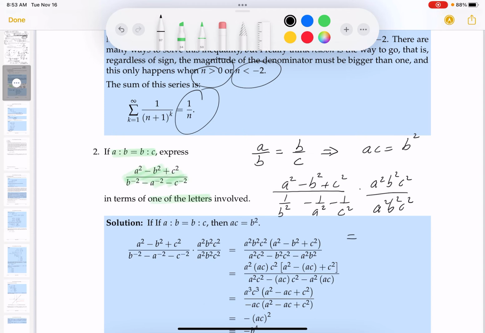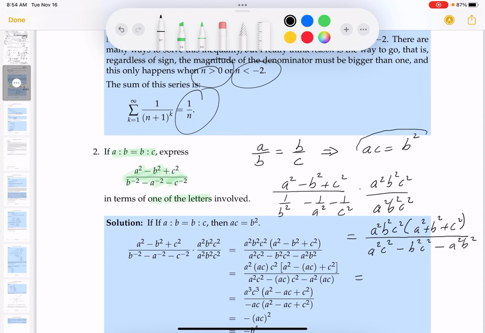And what would that give you? Let's be very careful about this. You're going to get a squared, b squared, c squared. Again, I'm just simplifying so I don't have negative powers. And then you're going to get a squared plus b squared plus c squared. On bottom, what do you get? Well, let's see. You get a squared, c squared, minus, well, the next side is going to be b squared, c squared. And the next side is going to be what? A squared, b squared.